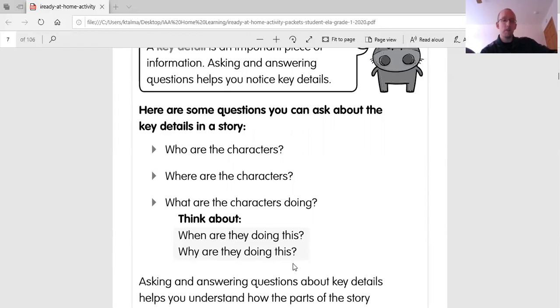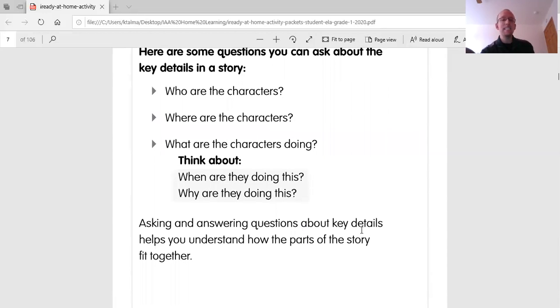And why are they doing this? What's their reason? Are they happy? Are they sad? Are they excited? Are they hungry? Why are the characters doing whatever they're doing? Asking and answering questions about key details helps you understand how the parts of the story fit together.